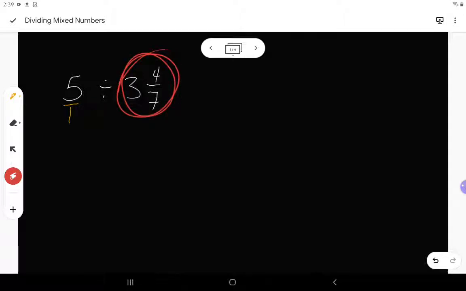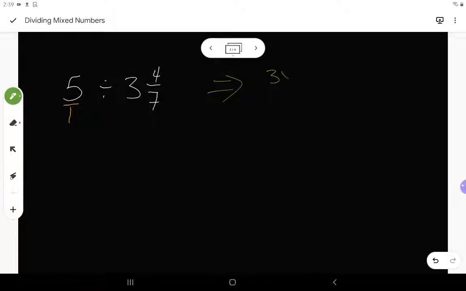Now I still don't like this mixed number, so I'm going to change that mixed number into its improper fraction equivalent. So I'm going to take that 3 times 7 and then add the 4 that's already in the numerator, and the denominator will remain a 7.